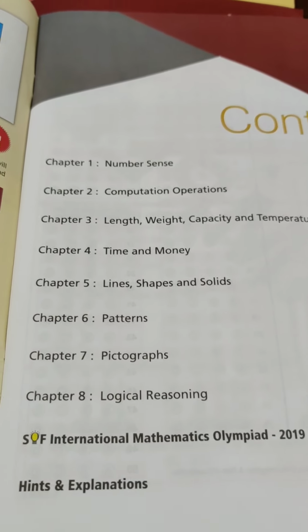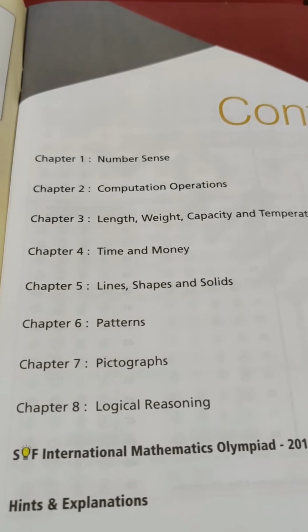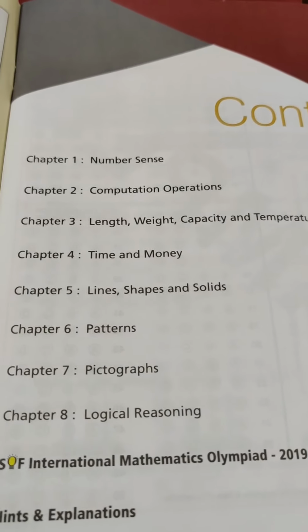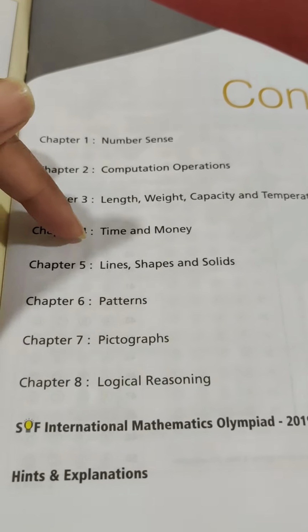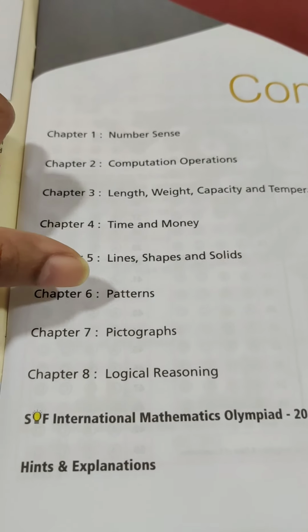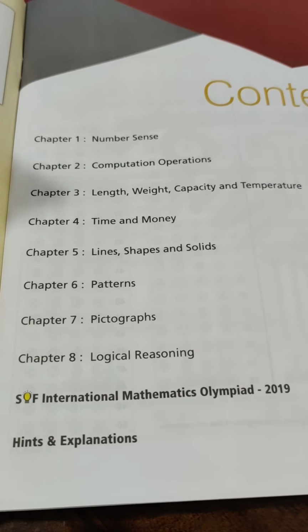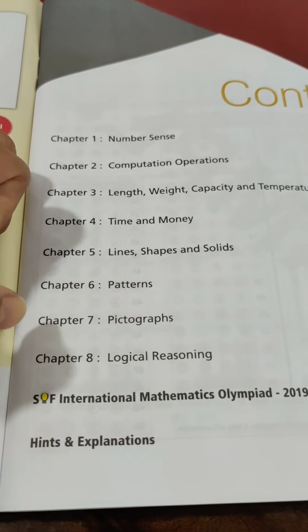geometrical shapes. So say for grade 1 a child is supposed to know all the two-dimensional objects. For grade 2 a child is supposed to know all the three-dimensional objects. So it has pretty good questions on three-dimensional objects. Chapter 6 would be patterns, which is again a part of logical reasoning. Chapter 7 is pictographs and chapter 8 is logical reasoning.